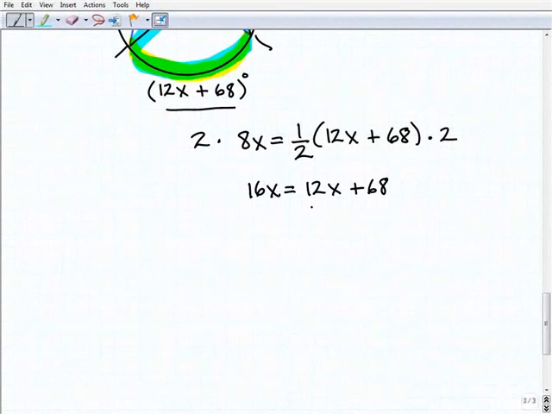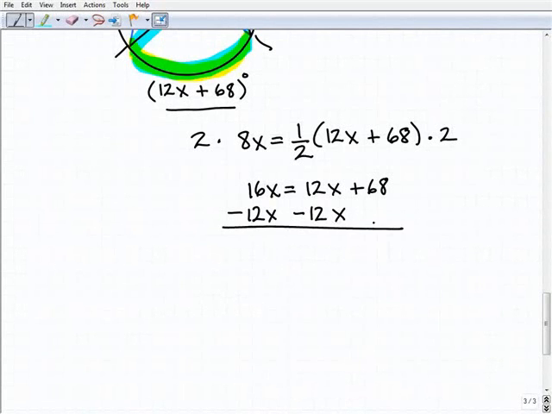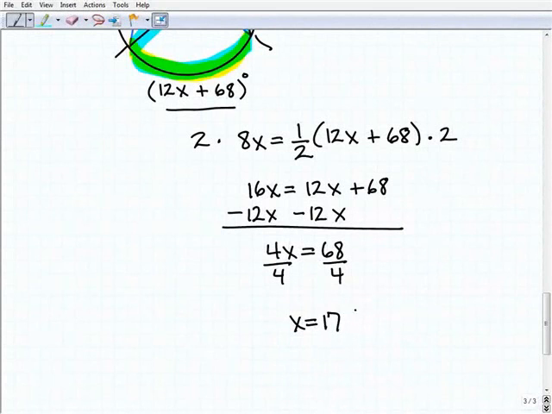All right, so now when I move 12x from both sides of the equation, I get 4x equals, and I'm going to actually do that. I don't want to take too many shortcuts. So I subtract 12x from both sides of the equation. I get 4x equals 68. And now when I divide both sides of the equation by 4, I am going to solve for x. So x is equal to 17.